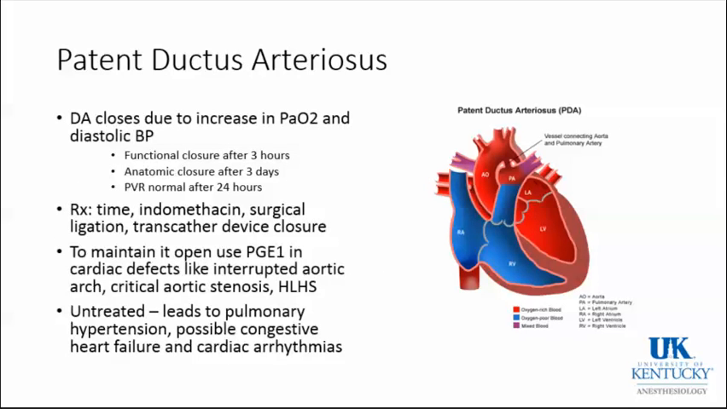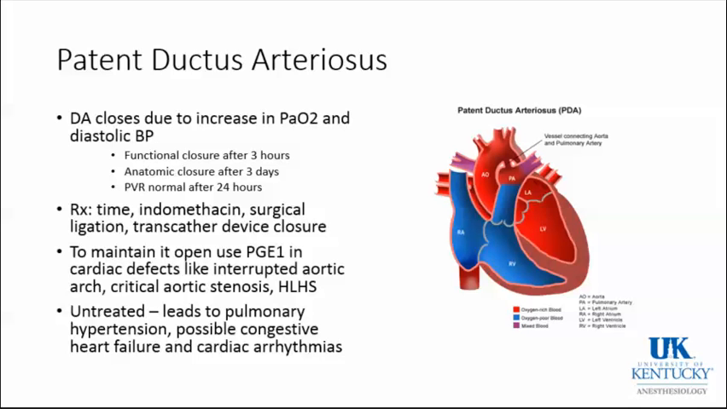A few words on a patent ductus arteriosus. So once a child is born, within about 3 hours of life, there is functional closure. The anatomical closure takes about 3 days or later. And the pulmonary vascular resistance, which is pretty high in utero, is normalized within the first day of life. But sometimes this patent ductus arteriosus remains open, and it's more common in the preterm children.